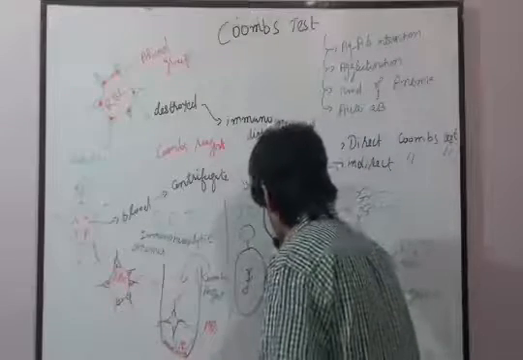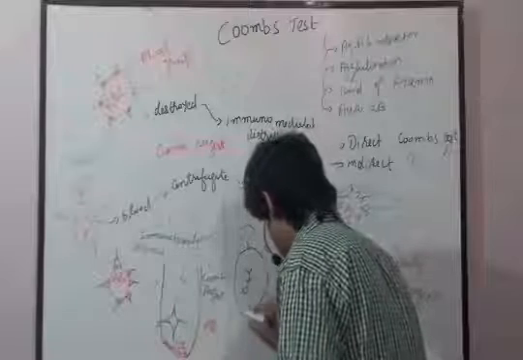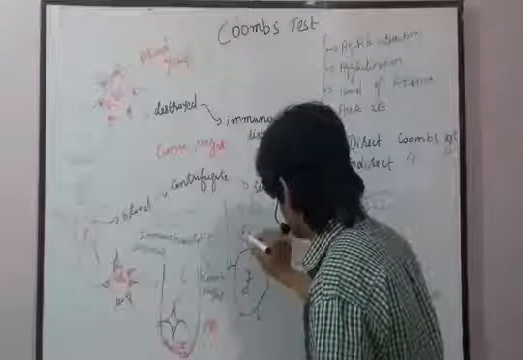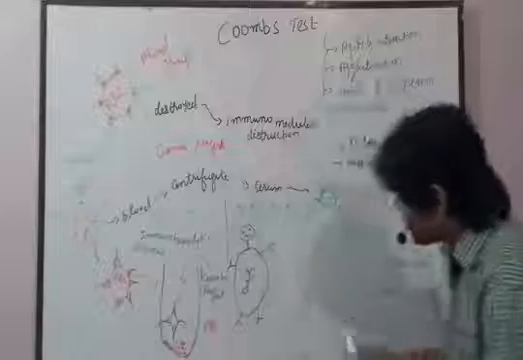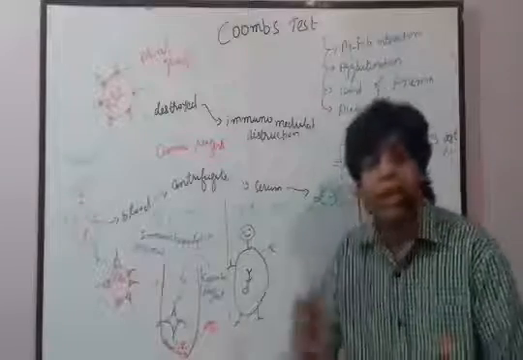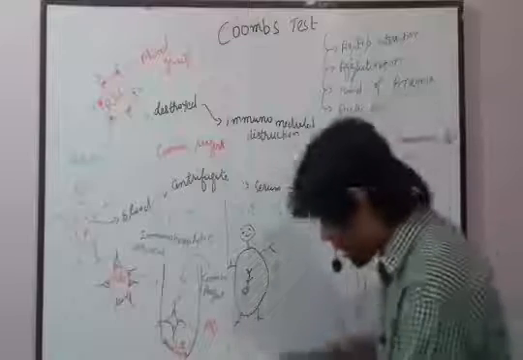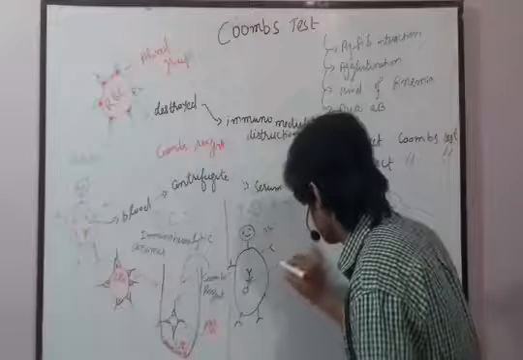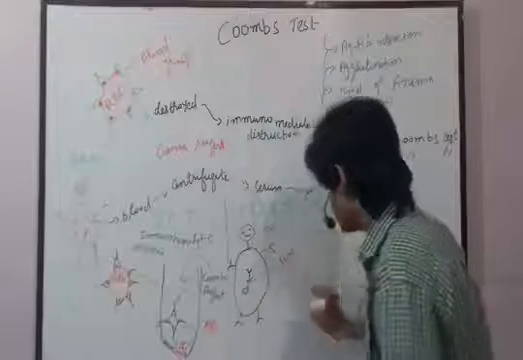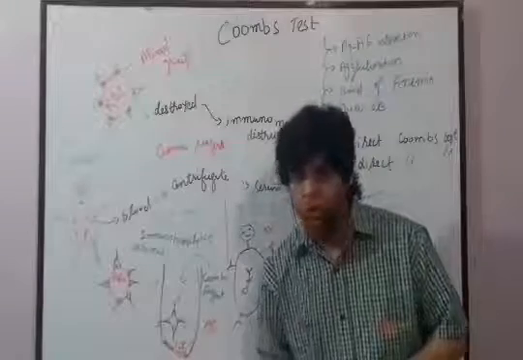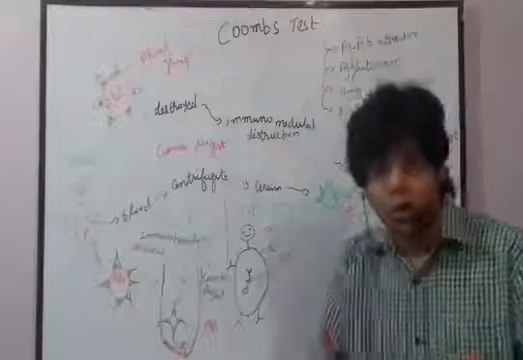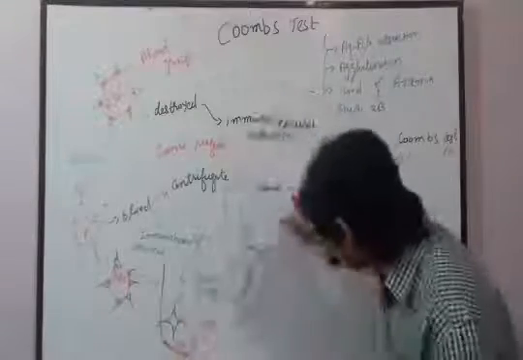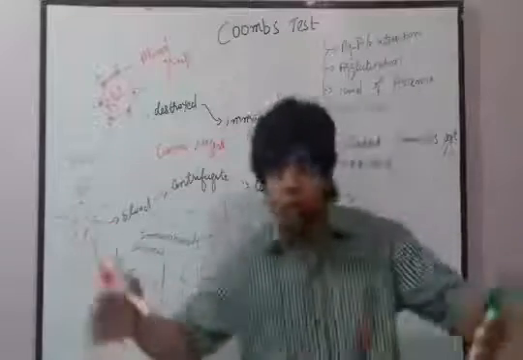So what will happen actually? Let me draw a complete diagram. Although it is not the actual one, it will just clear your concept. Let's suppose this is the mom, and inside the mom, they have a fetus. This mother is RH negative, and the fetus will be RH positive. So before delivery or when delivery is happening, this RH negative and RH positive will be mixed with each other.